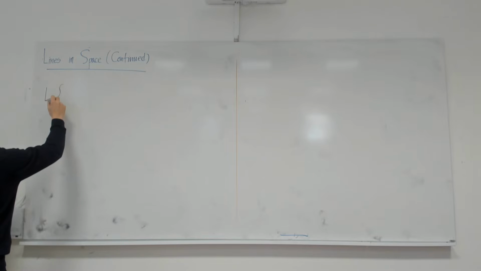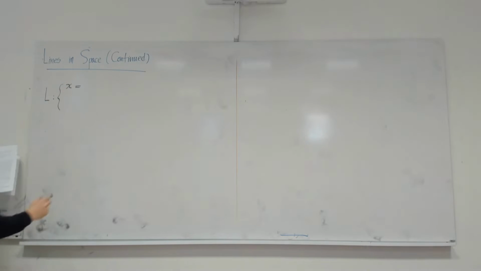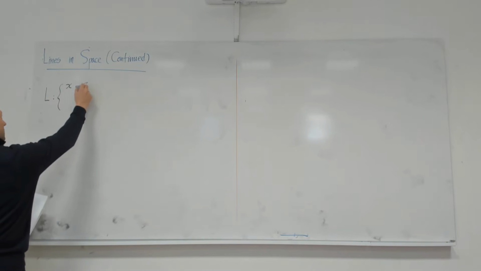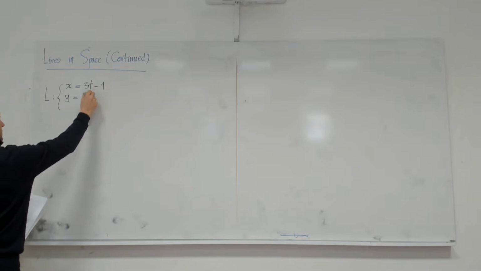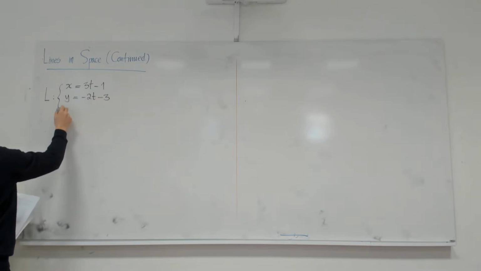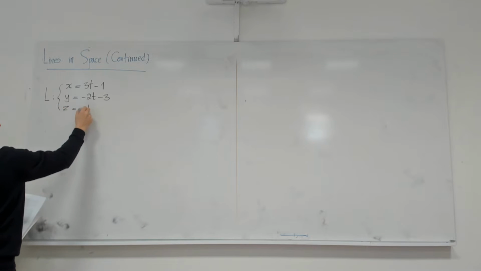x is equal to 3t minus 1. Can you read it for me? My eyes don't see this. So do you have it? Y is minus 2t minus 3. And then z is minus t plus 2.